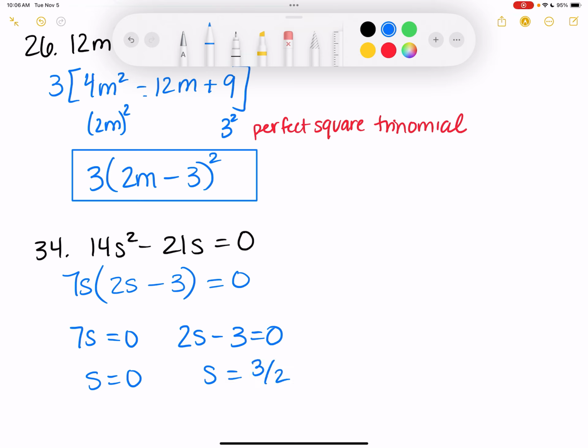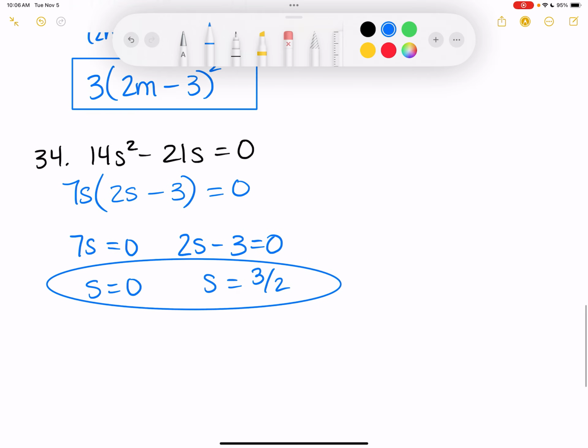I don't like fractions. No, it's fine. I said it's fine.